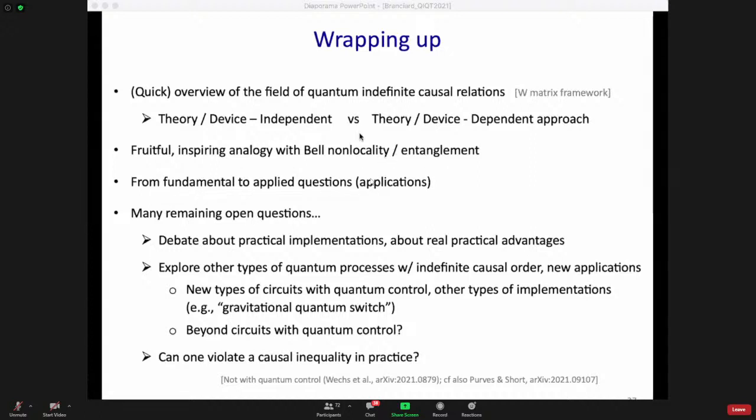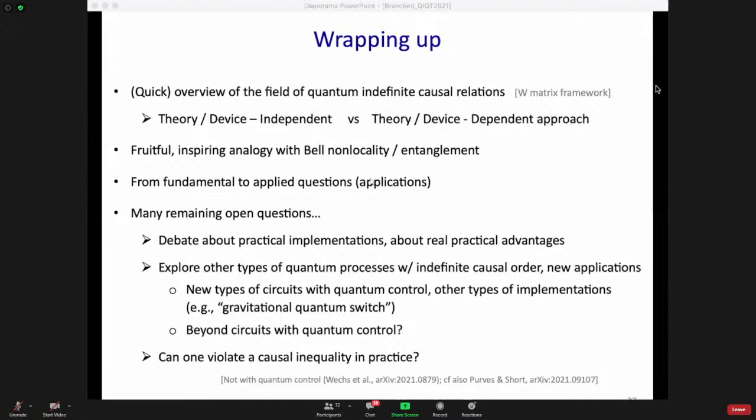There's one more question, from Deepan again: could the quantum switch with higher-dimensional control variables violate causal inequality? No, the short answer is no. Indeed, you can generalize the quantum switch. Instead of two operations in a superposition of orders, you can have n operations in n factorial different orders, with a higher-dimensional control that controls all this. But even this doesn't allow you to violate the causal inequality.